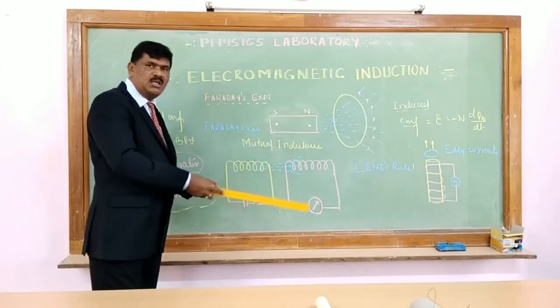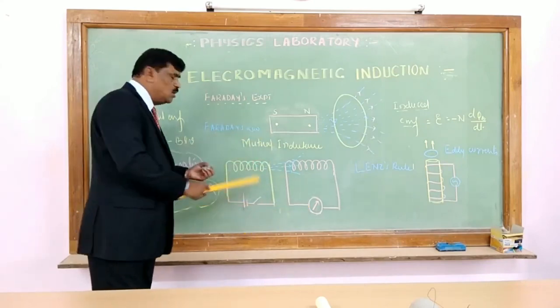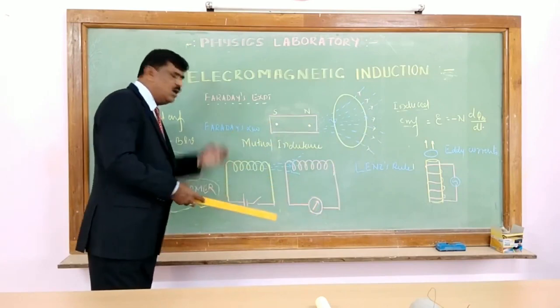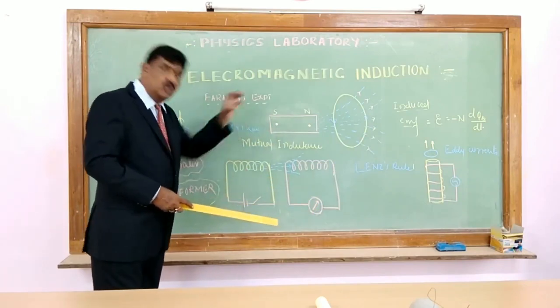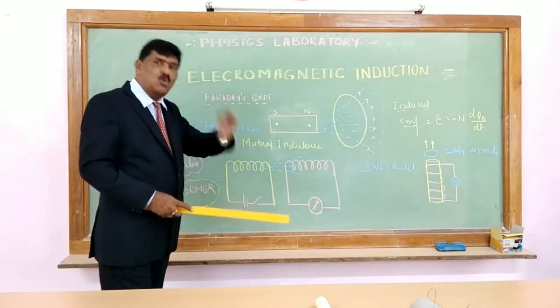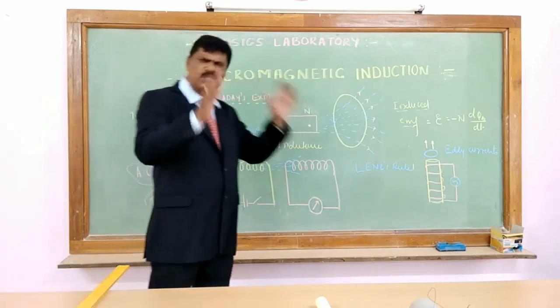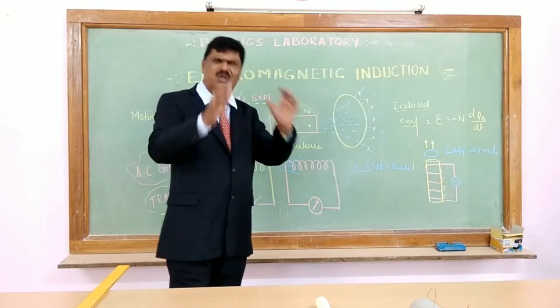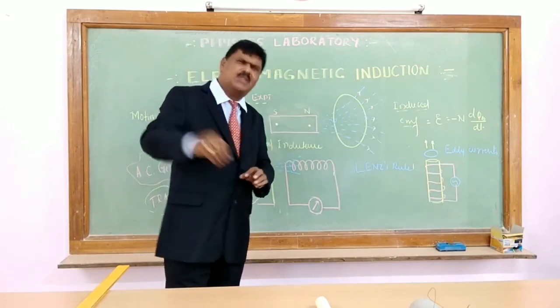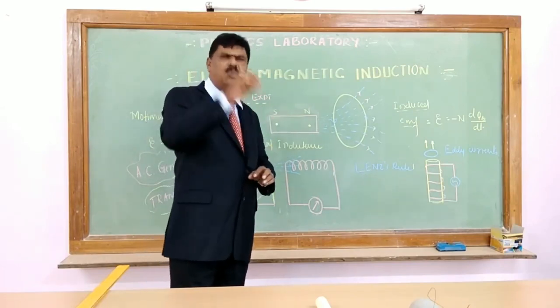Here, the change of current is the cause. The current may be increased, the current may be decreased. These are the cause. So these things will always be opposed by this induced current. So that means this induced current always has what? Negativity, negative in nature always, which always opposes the cause that it has produced.